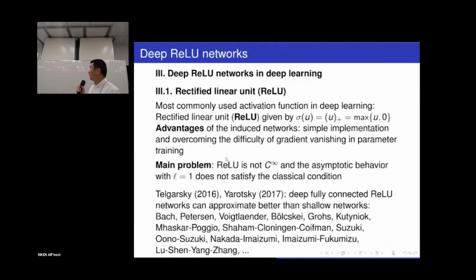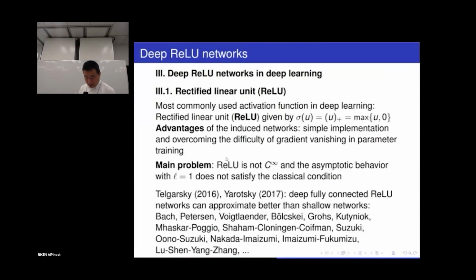Now, in recent developments in deep learning, we often use the rectified linear unit, or its variants, which is defined by the maximum of u and 0. So it's piecewise linear. And what's nice about this is it can overcome the difficulty of the gradient vanishing problem in parameter training, because the derivative of sigma is either 0 or 1. So the gradient would not vanish if you iterate many, many times.